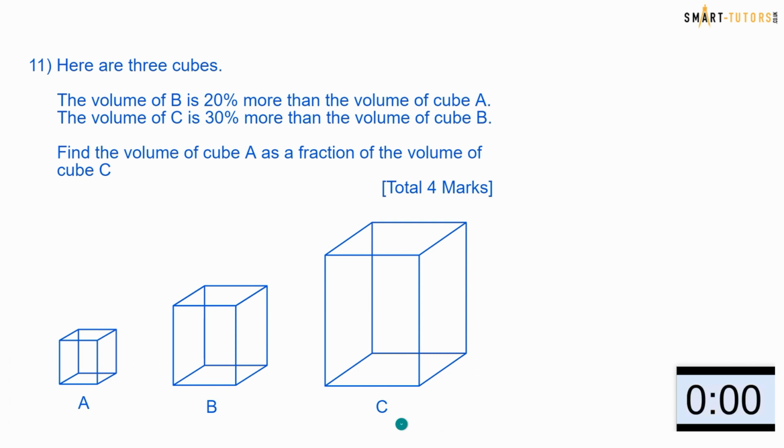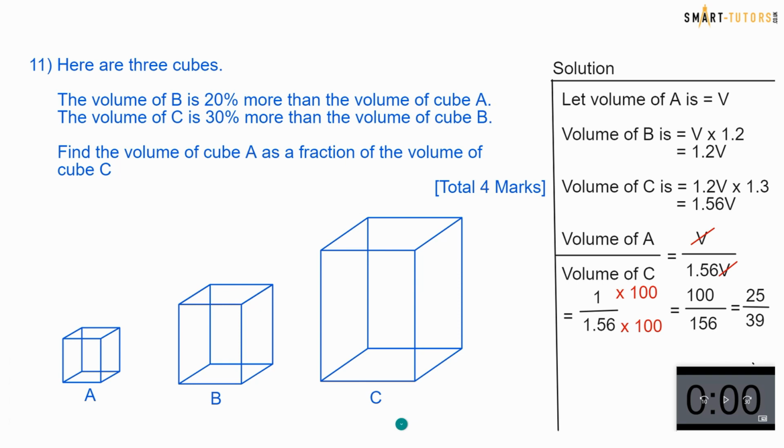That is the end of the allocated time for question number 11. Let's look at the answer quickly. The answer for the question is 25 over 39.